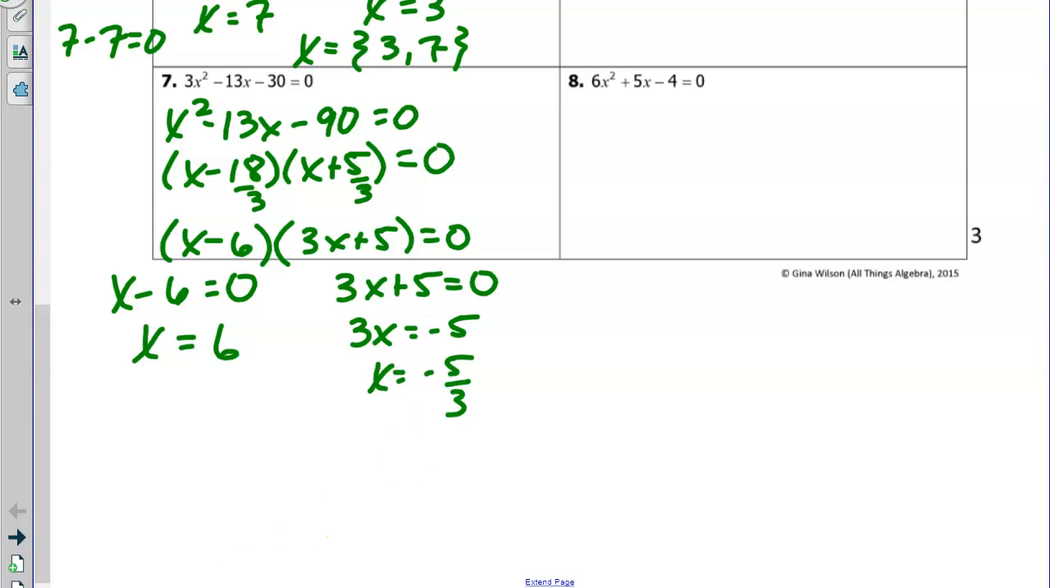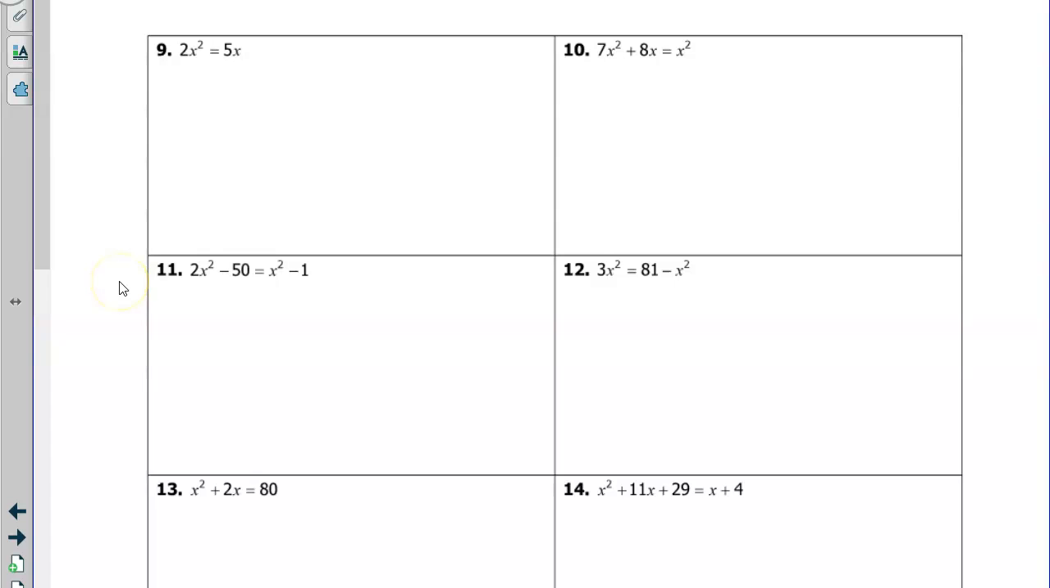Alright, looking at the next page. Number 9, now we have a quadratic, but it's not set equal to 0. So you're going to move all the terms to the same side. So we're going to take 5x and subtract it from either side. If it's positive on this side, it's going to be negative on the other. You can't combine them in this case because they are not like terms. So you first move the 5x over to get 2x squared minus 5x equals 0.